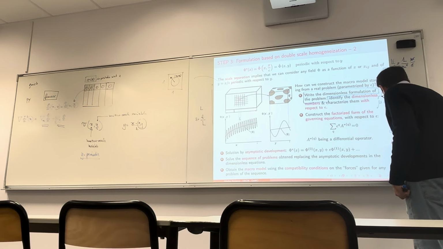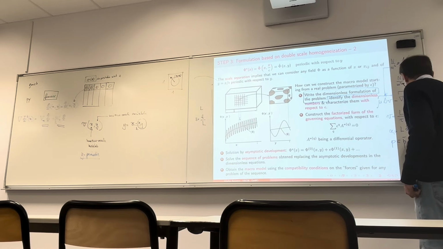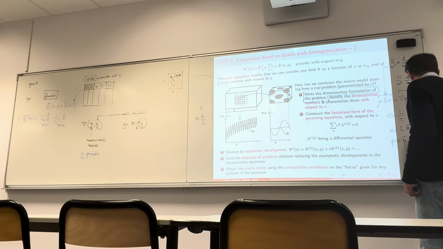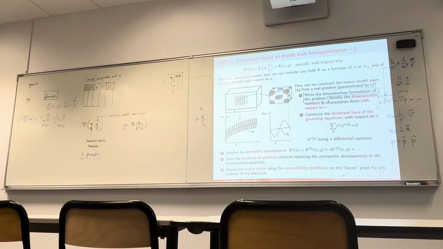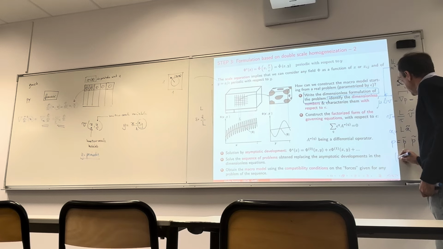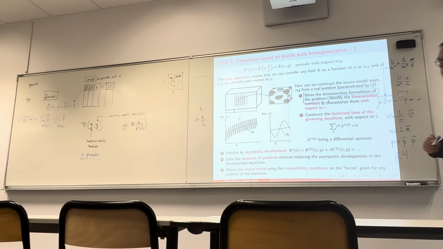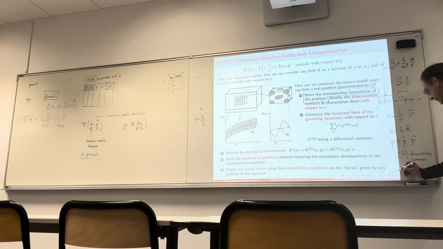What about pressure? The same. P is P bar P tilde. P bar is a characteristic pressure, and P tilde is our new unknown. So the new unknowns are V tilde and P tilde, dimensionless unknowns. And the dimensionless independent variable is x tilde.